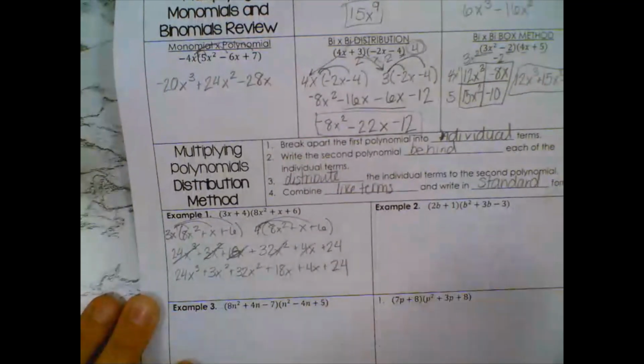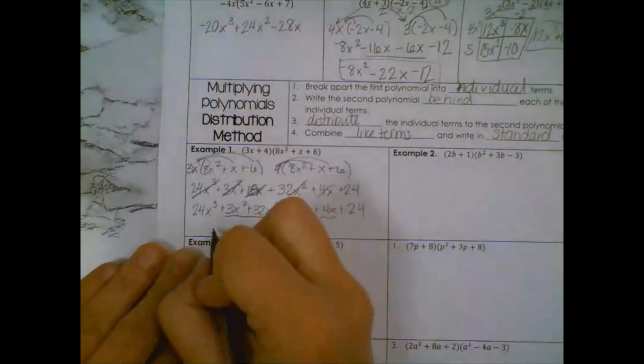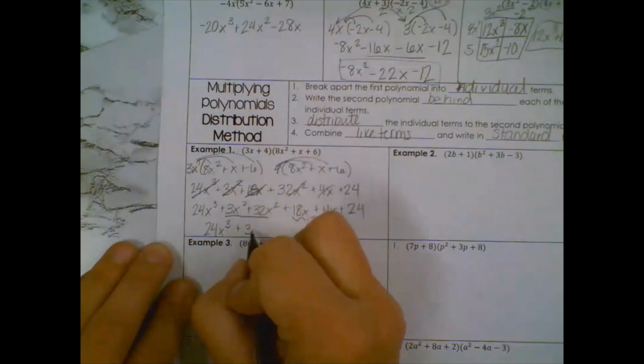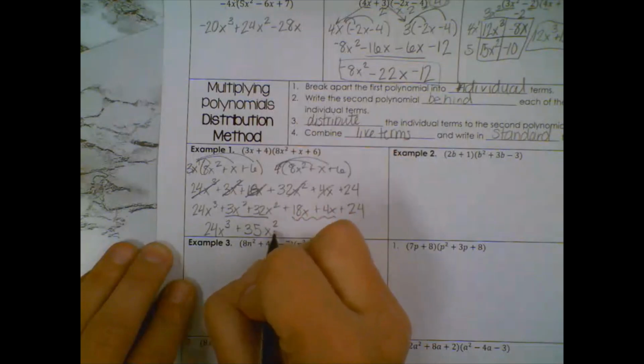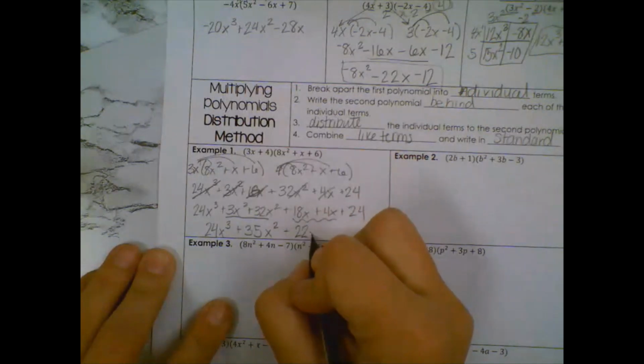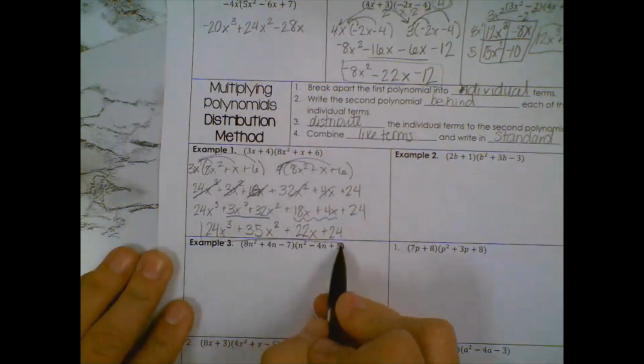So a lot of the skills we've already learned are continuing on here, right? So we put into standard form and we see that we have two sets of like terms that we need to combine. So 24x cubed comes down. 3 plus 32 is 35x squared. Remember, when we combine, nothing changes the exponent. 18 and 4 is going to be 22x, and then that 24 comes down.